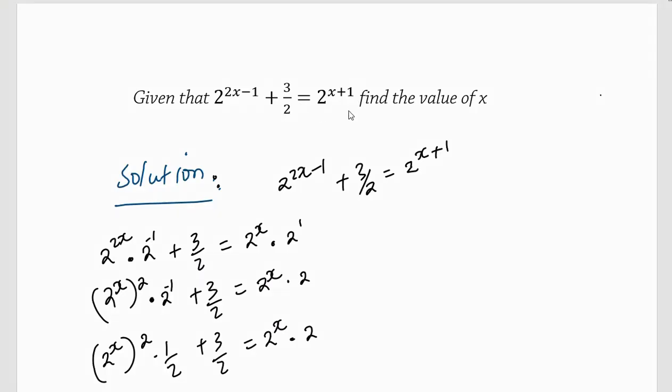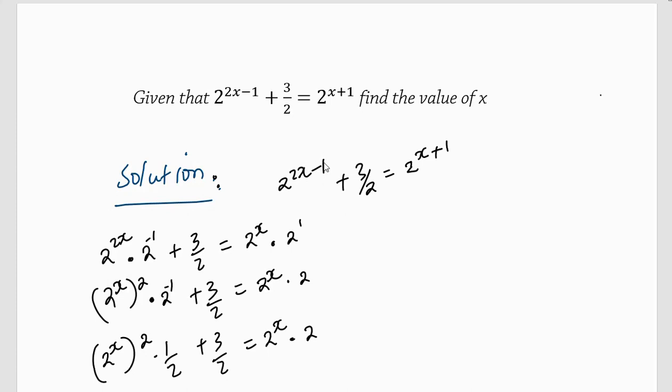Hello everyone, in this video we are looking at another example of application of laws of indices. The guiding question is as follows. Given that 2 to the power 2x minus 1 plus 3 over 2 is equal to 2 to the power x plus 1, find the value of x. We are required to find the value of x. Now, if we state this equation again, 2 to the power 2x minus 1 plus 3 over 2 is equal to 2 to the power x plus 1.